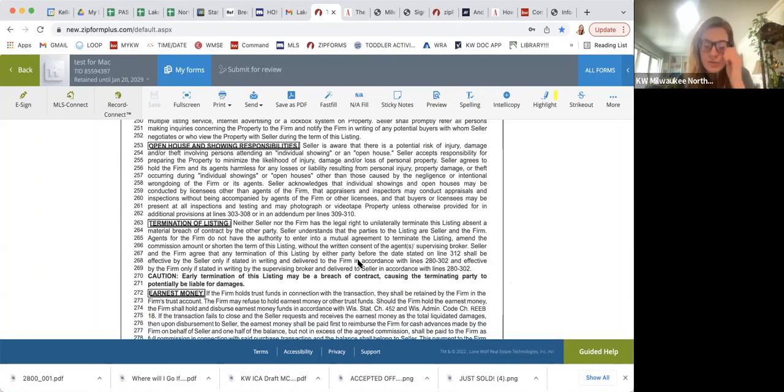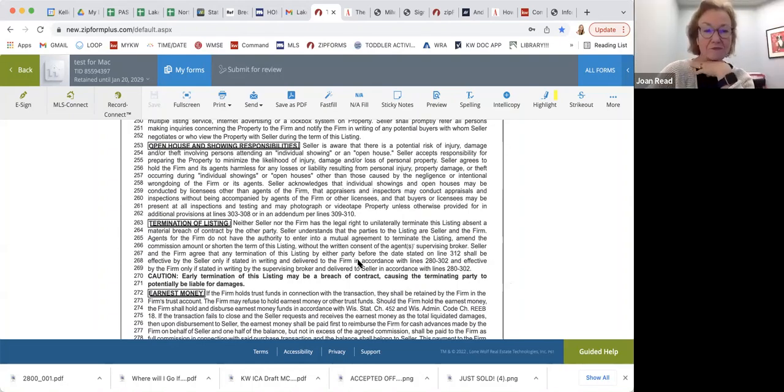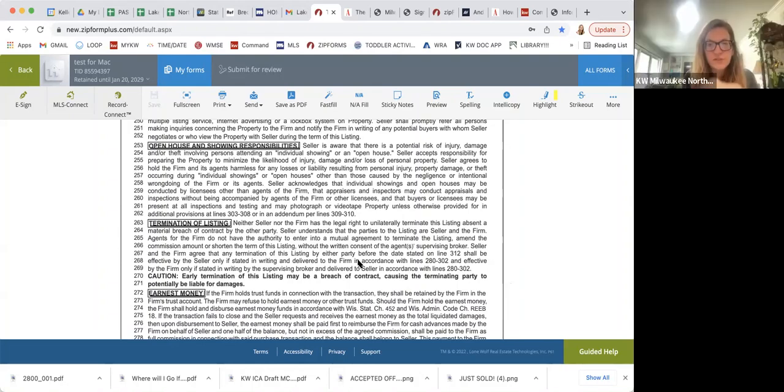Open house and showing responsibilities. So hold harmless agreement here. Seller is aware that there's a potential risk of injury, damage, and or theft.